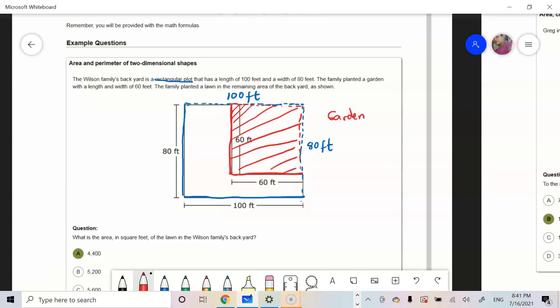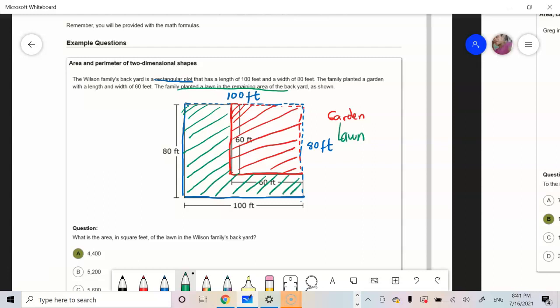Okay. And then we have the lawn. The lawn was planted in the remaining area of the backyard. So what is the remaining area? Well, if this is the square, this is the garden, then the remaining area is this green area here that is the lawn, okay? So let me draw it in green so you can see it. And then the lawn, it's in green, okay? So the question is, what is the area in square feet of the lawn? So we need to find the area of the lawn.